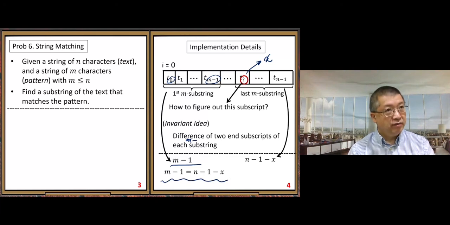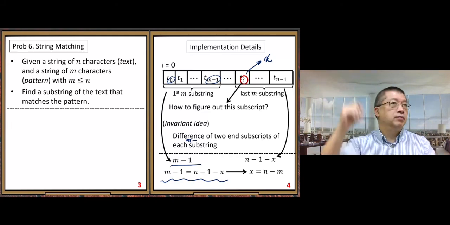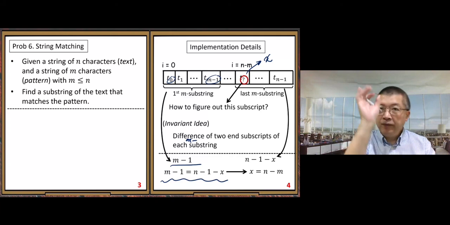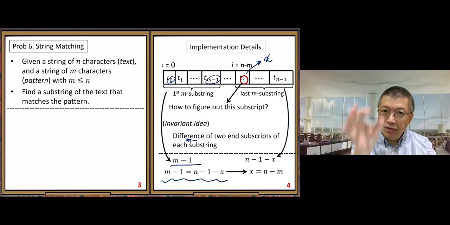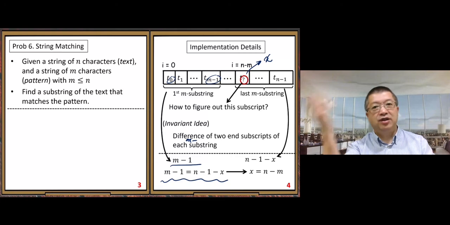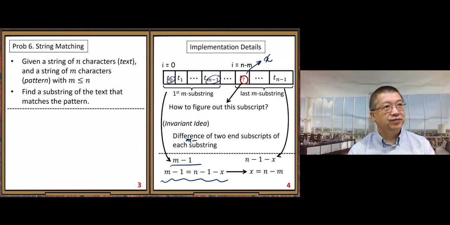Can you solve it for x? Very easy. We can find a solution: x equals n minus m. That tells us the location is n minus m. That's the location of the rightmost m substring, the last substring. That's the solution.